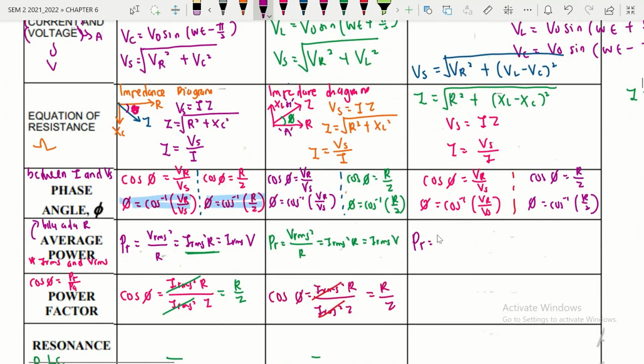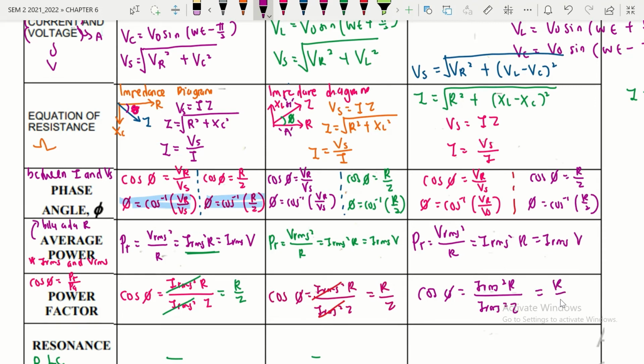Jadi, average power adalah VRMS squared over R equals to IRMS squared R equals to IRMS V. What about the power factor? The power factor dia pun adalah sama. So, cos phi equals to IRMS squared R bahagi dengan IRMS squared Z equals to R over Z. Okay, so kita boleh potong kita punya IRMS squared.